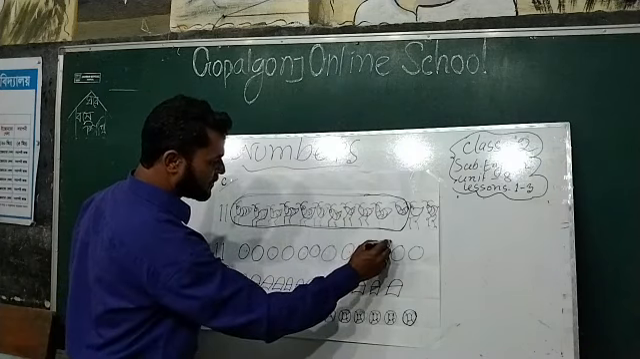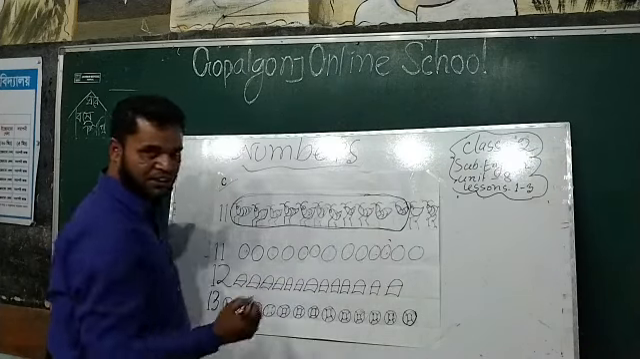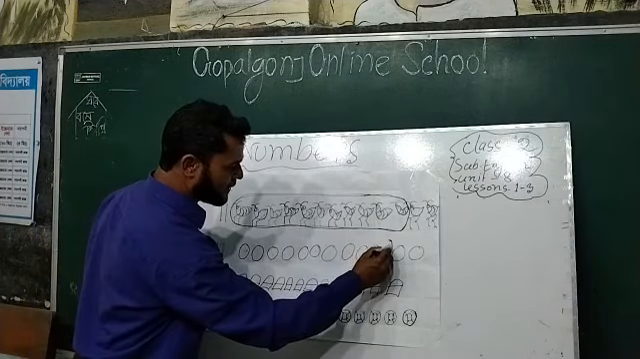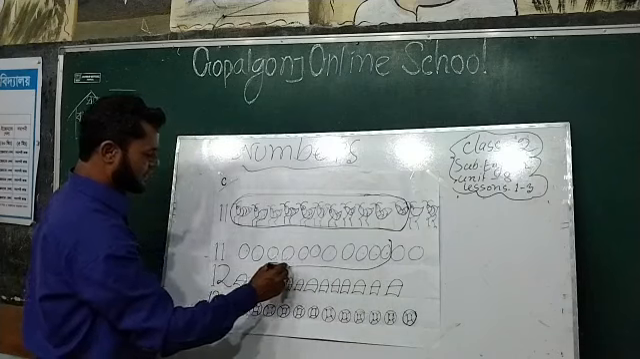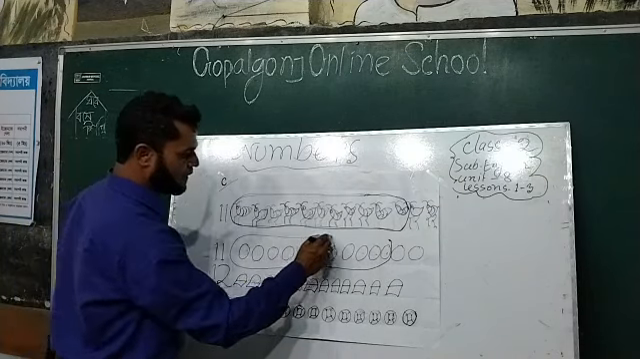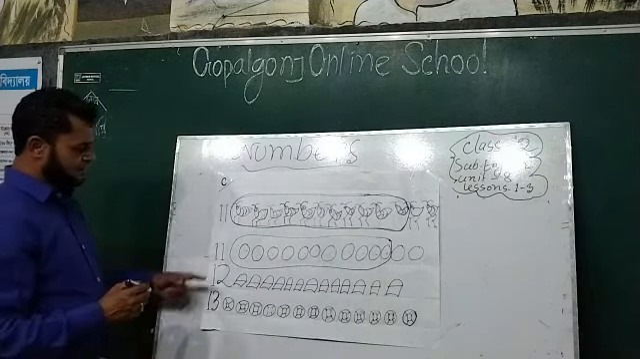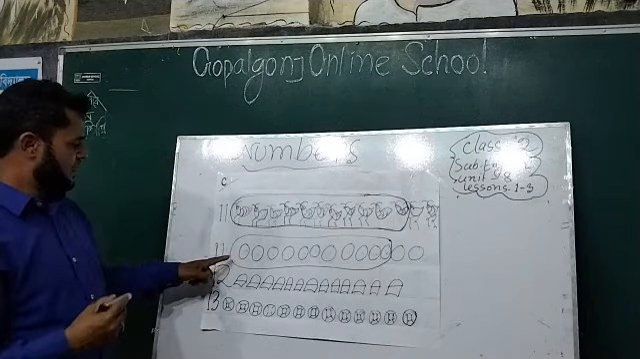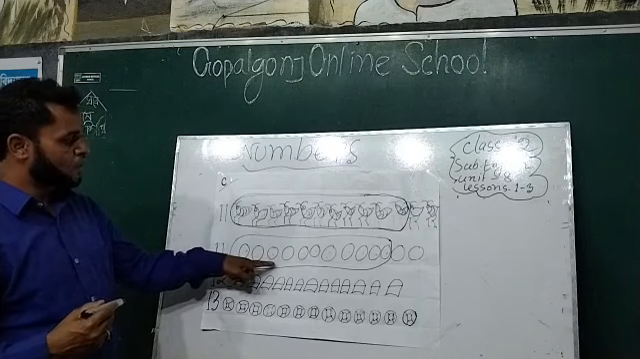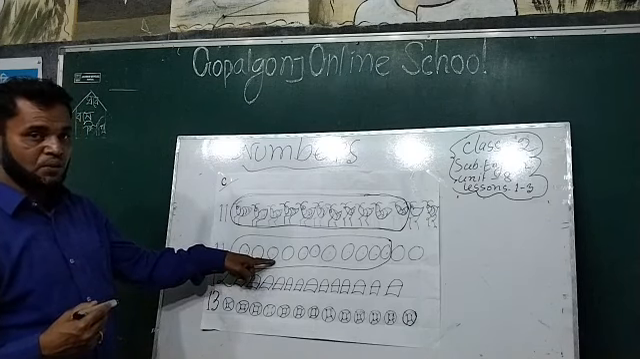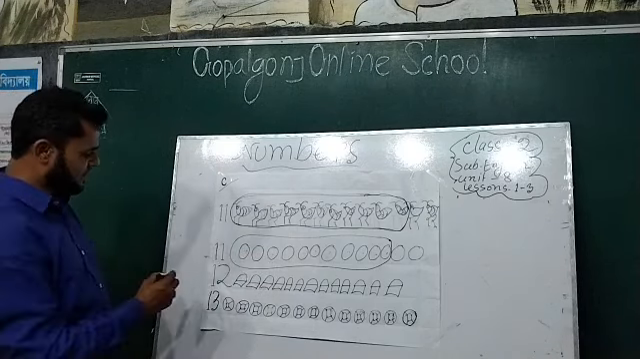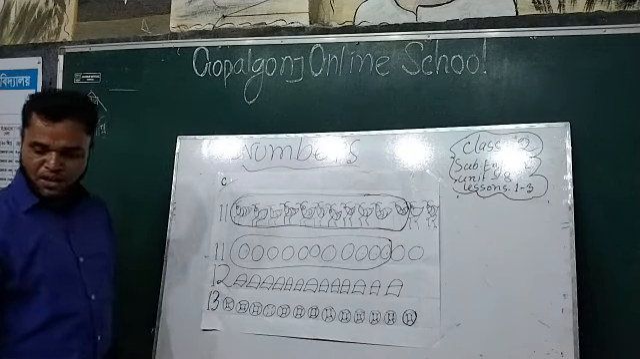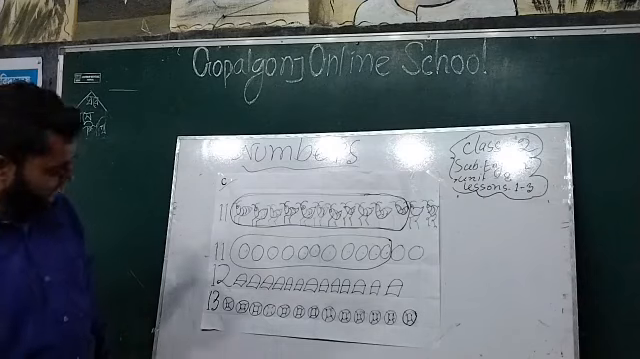So let's circle like this. Let's look at the board. Let's circle with 11 eggs. It's called a circle. Circle. Next, what's this? What is the number? Yes, it's 12.